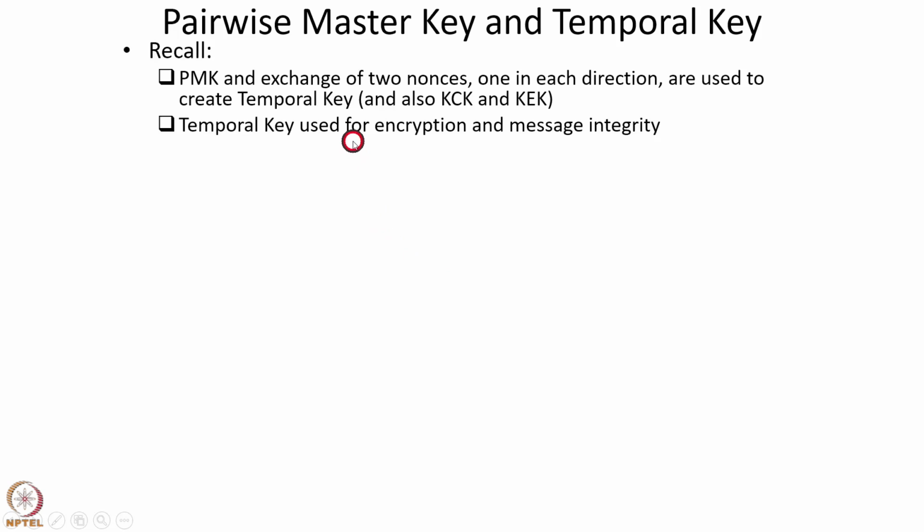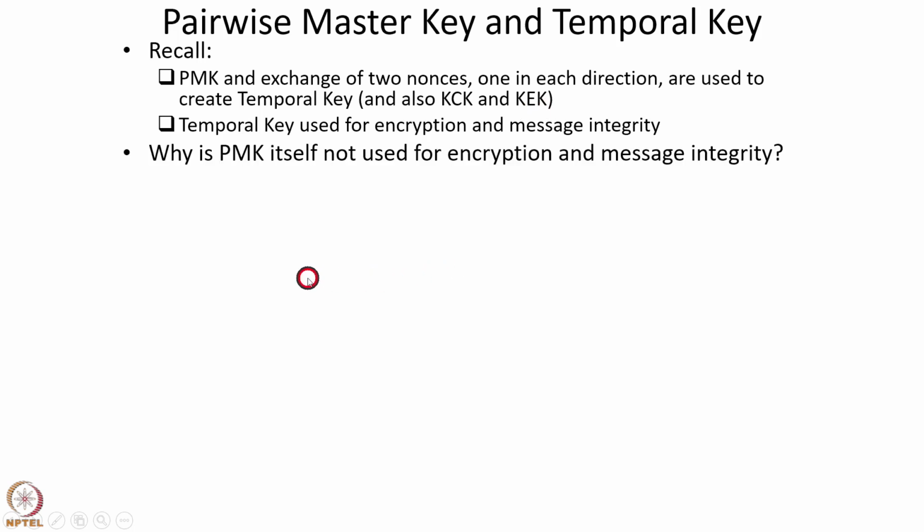Now we discuss the pairwise master key and the temporal key. Recall that the PMK and the exchange of two nonces, one in each direction, are used to create the temporal key and also the KCK and the KEK. And then the temporal key is used for encryption and message integrity. So now a natural question is, why is the PMK itself not used for encryption and message integrity? Should we use the PMK itself for encryption and message integrity, or use a temporal key derived from the PMK and nonces?